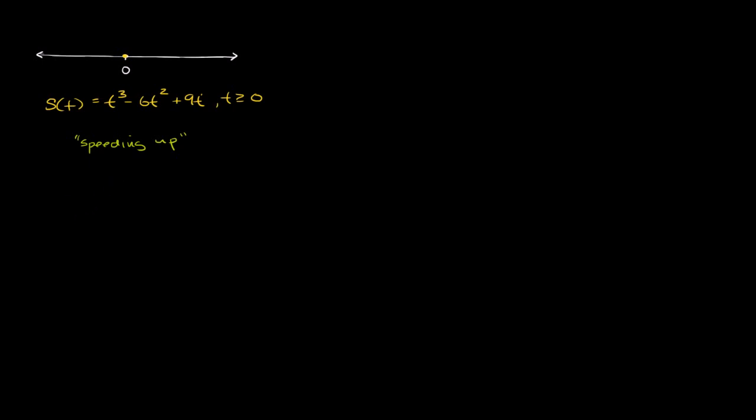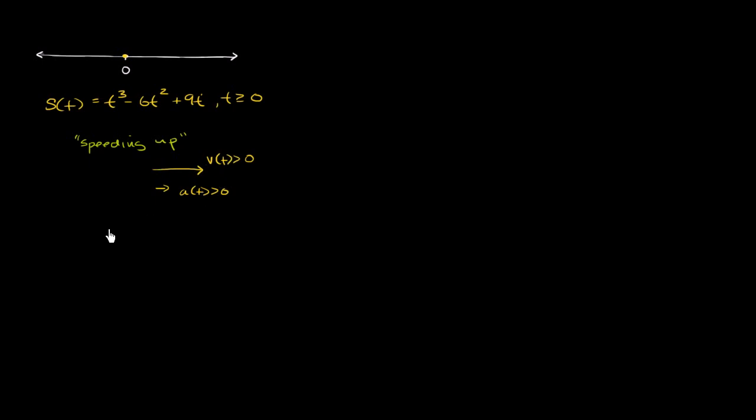Well, there's two scenarios. If the particle is already moving in the rightward direction, and the way that we would know it's moving in the rightward direction is if its velocity is greater than 0. If it's moving in the rightward direction and it's also accelerating in the rightward direction, so if its acceleration is also greater than 0, then this is a situation where we are speeding up.